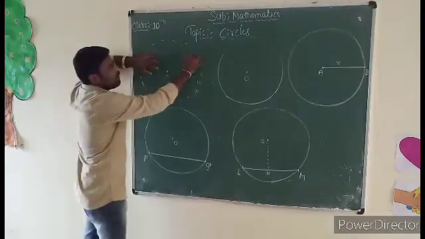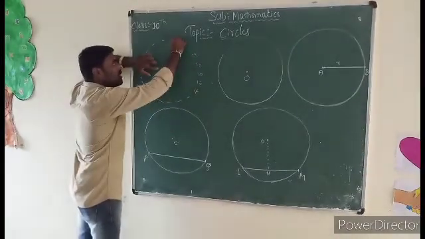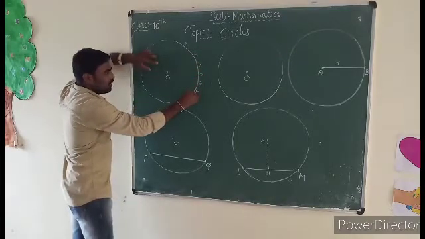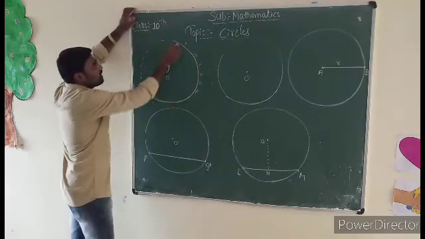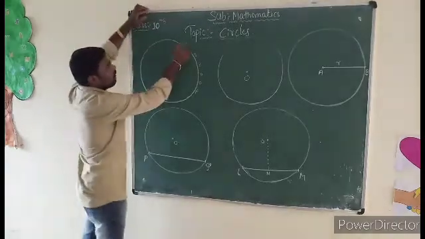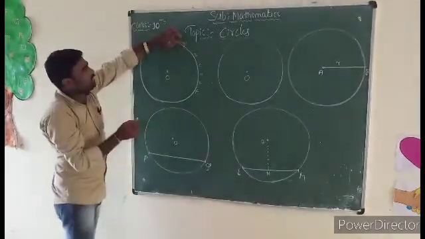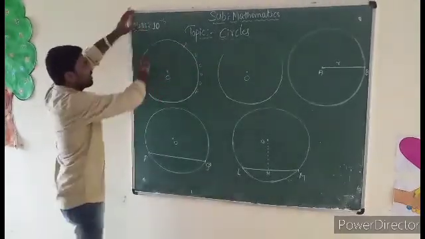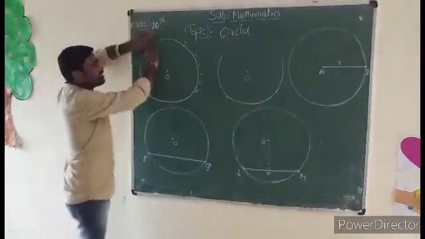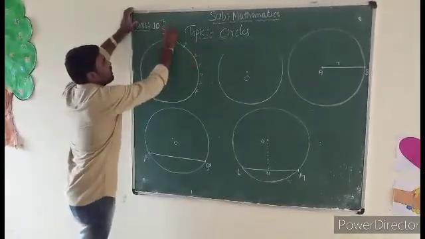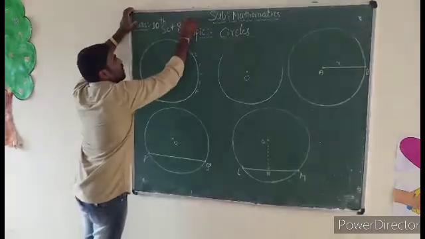So now, A, B, C, D are the points. These are non-collinear points. I will join them together. So we will get what? This is a circle. So what have I done here? The points A, B, C, D are non-collinear points. I just closed this. I closed this circle. So this is a closed figure. Now these are the set of points.